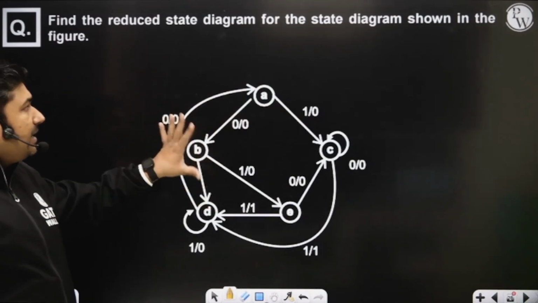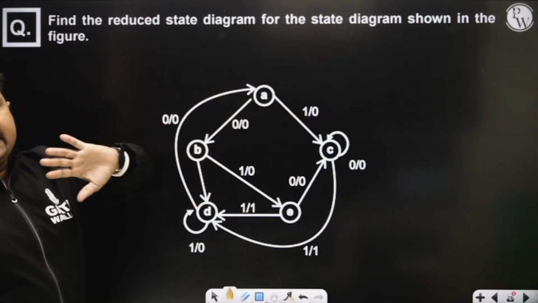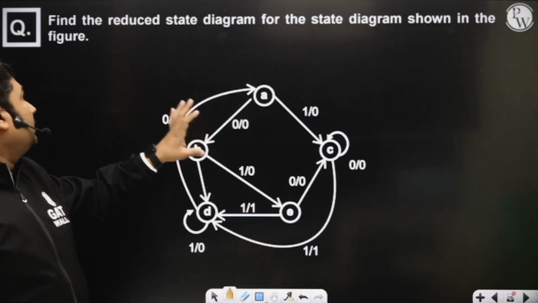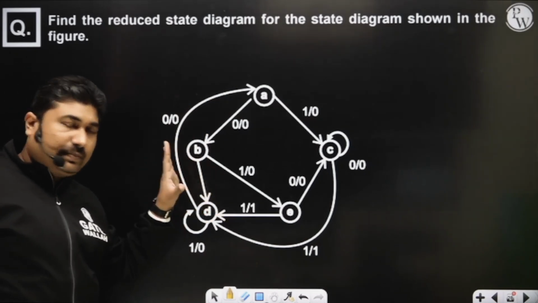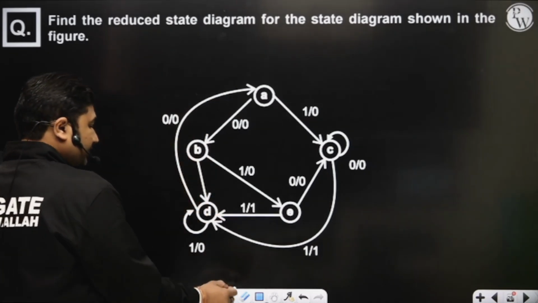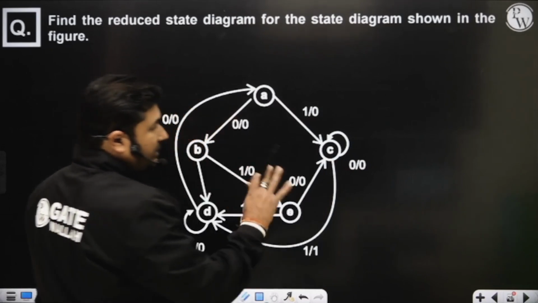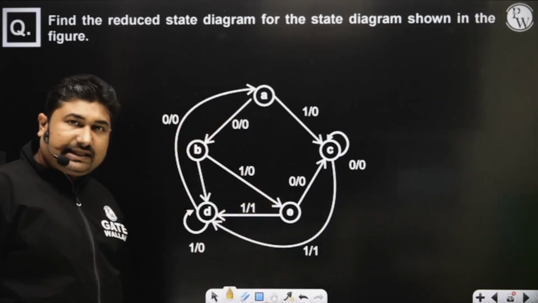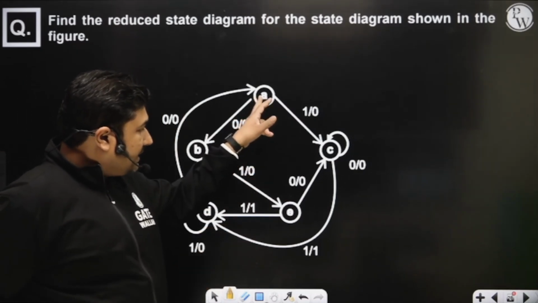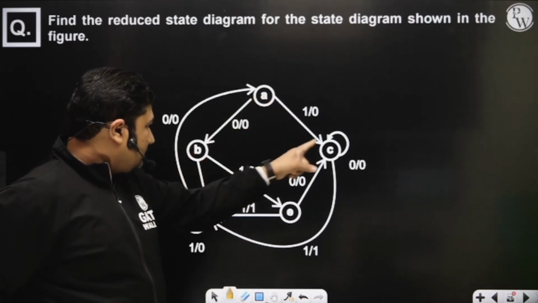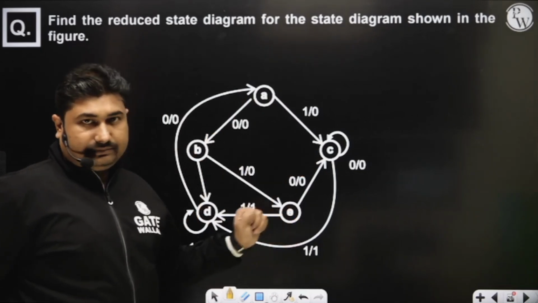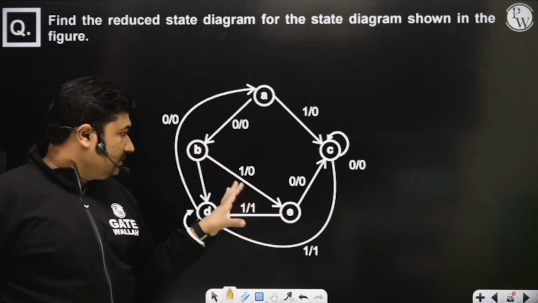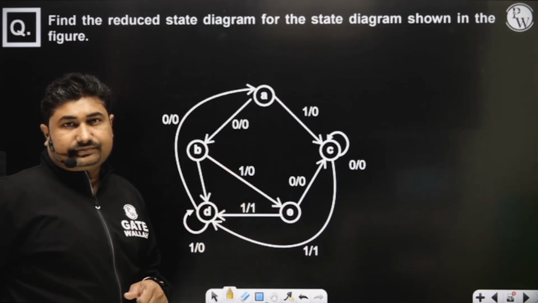We have a state diagram here. Find the reduced state diagram for the state diagram shown in the figure. So this is your present state diagram. How many different states are you able to see? States A, B, C, D, E. I can easily identify there are total 5 states.